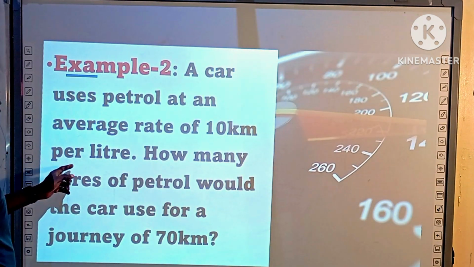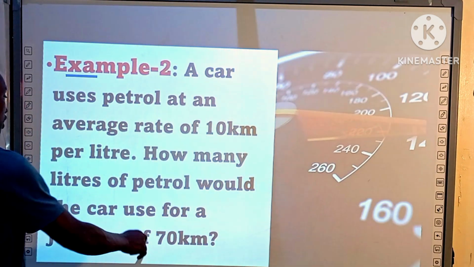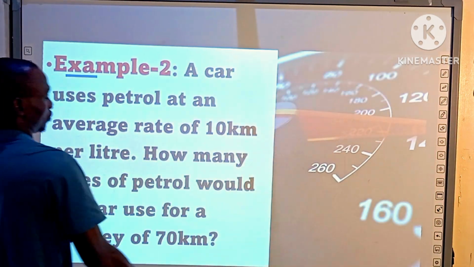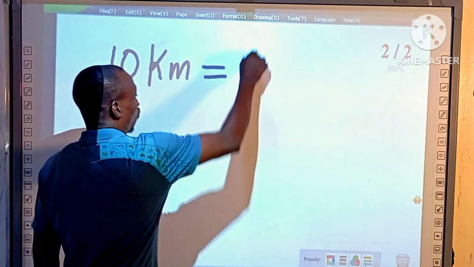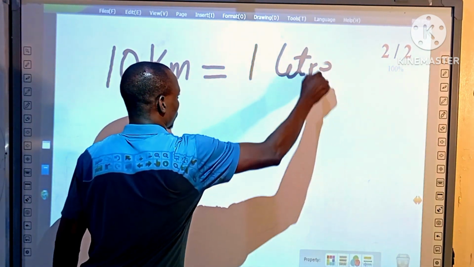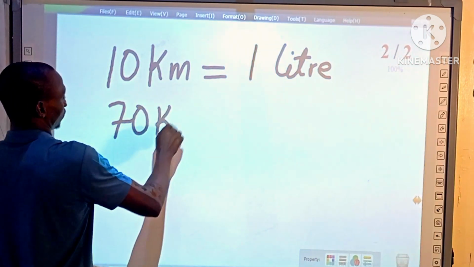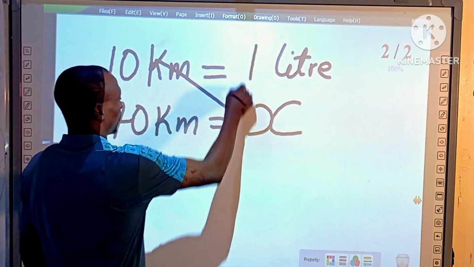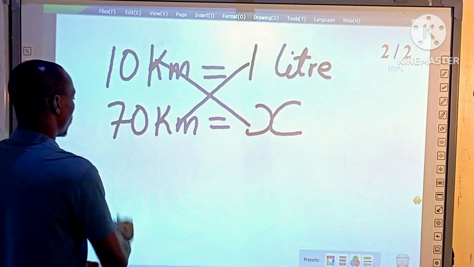So let's look at our question. 10 kilometers is equal to 1 liter. Per means 1. So 10 is equal to 1, while 70 is equal to x, because that is the unknown. So in our equation, we'll simply state it thus: 10 kilometers is equal to 1 liter, while 70 kilometers is equal to x. Now we'll go ahead. When we cross multiply, we discover that the 70 and the 1 are connected, so that's what will be our numerator.